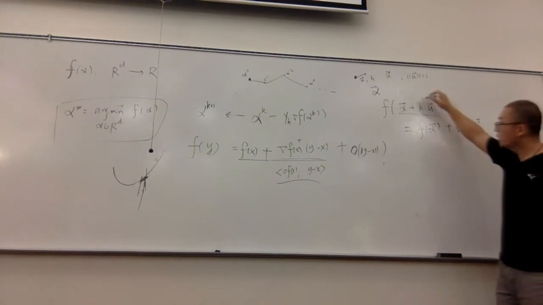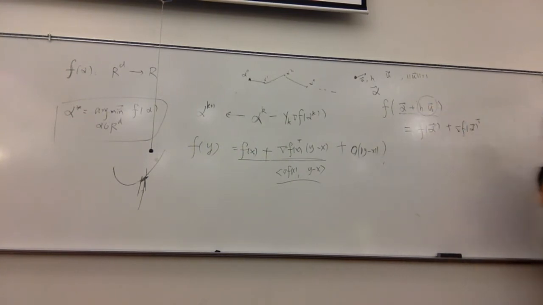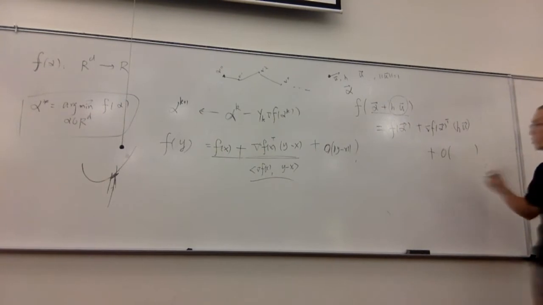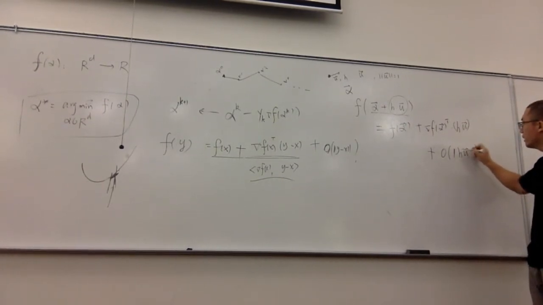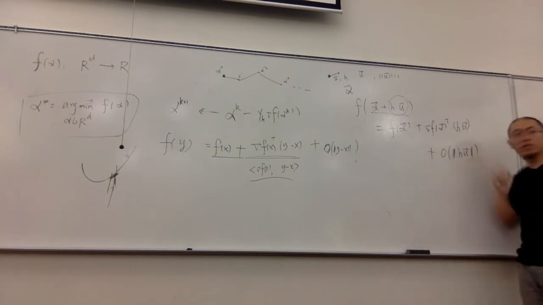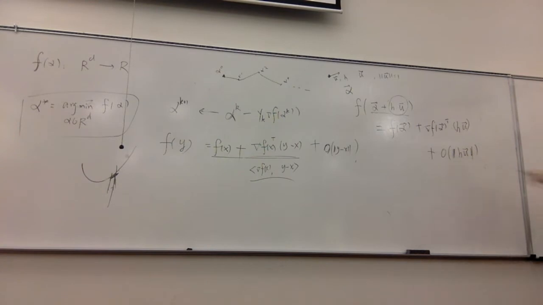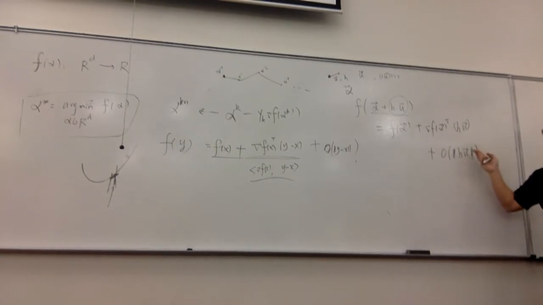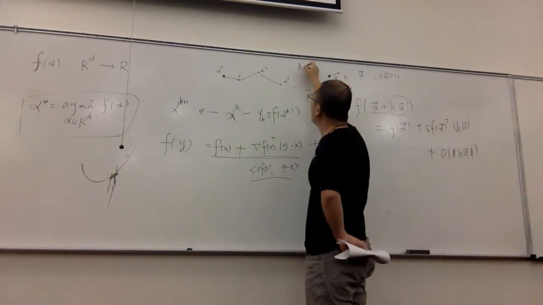The difference is actually the small step size we move, h, multiplied with the unit vector, and then plus a higher order term of the norm of the difference, right? So the difference is h times the unit vector u. Remember here that u is a unit vector. Then what's the value of the norm of h times u? It's just h, right? And here we assume h is positive.